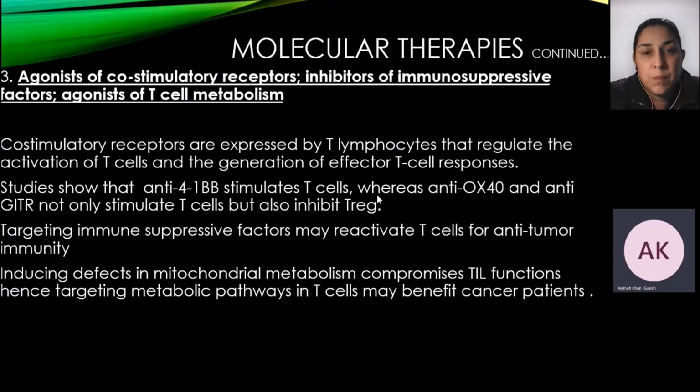Tumor cells secrete a number of immune suppressive factors, for example TGF-beta, PGE2, IDO, and arginase into the TME. Targeting these factors may reactivate T cells for anti-tumor immunity. Inducing defects in mitochondrial metabolism compromises TIL functions, hence targeting metabolic pathways in T cells may benefit cancer patients.